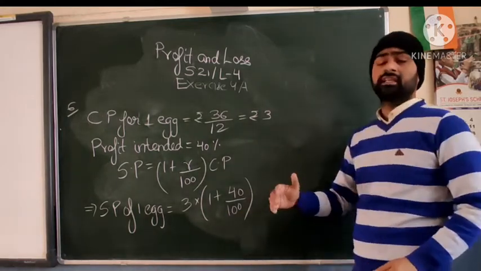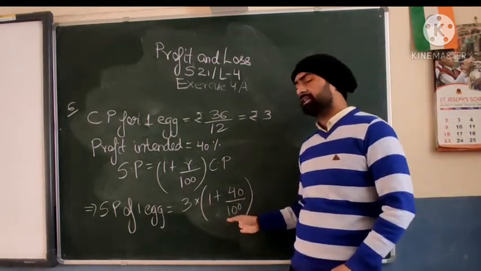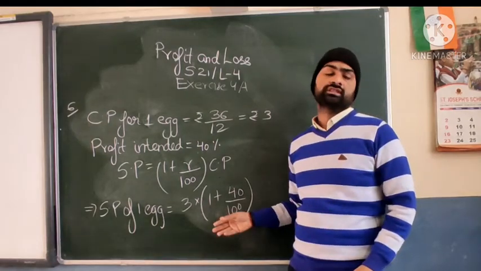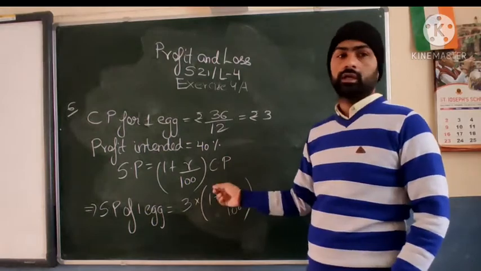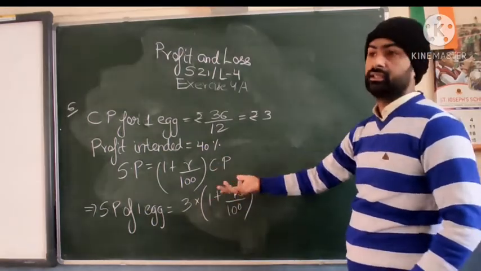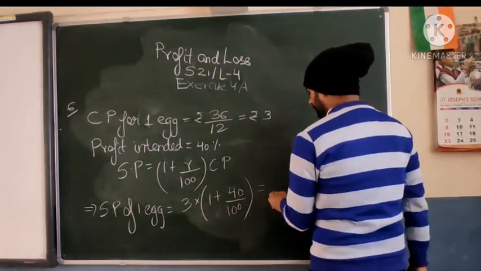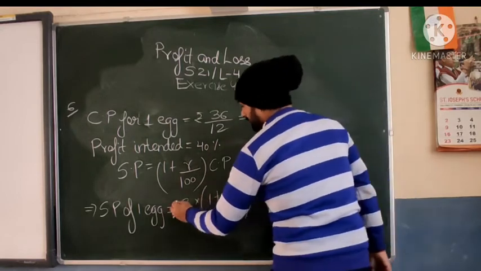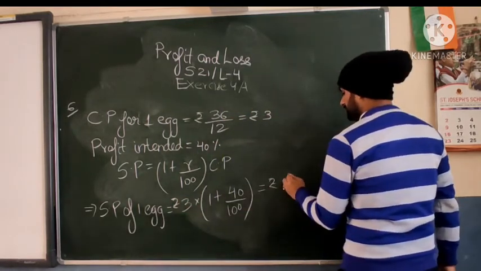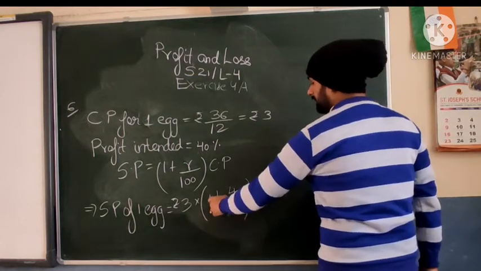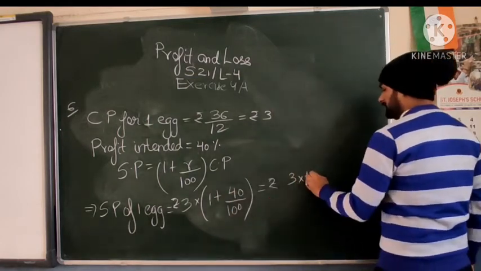And you can clearly see 1 plus something, that means obviously profit will be there, because 1 plus something is more than 1, so the selling price will be more than 3. That means there will be a profit, and you have to write the unit also, rupees. Rupees symbol, then 3 into 140 per 100.